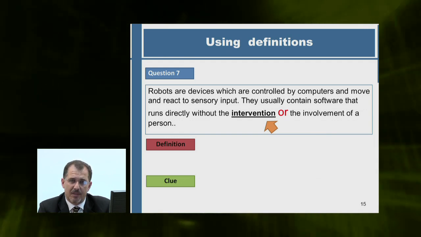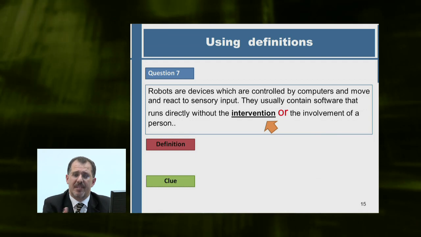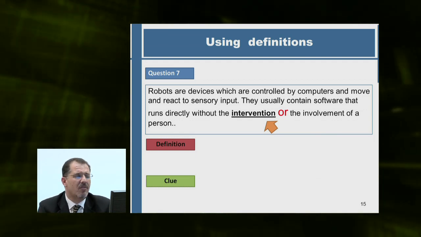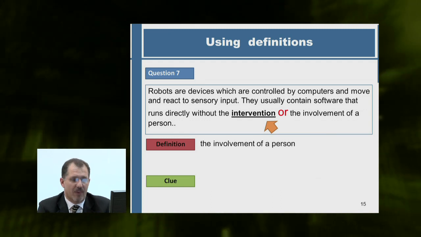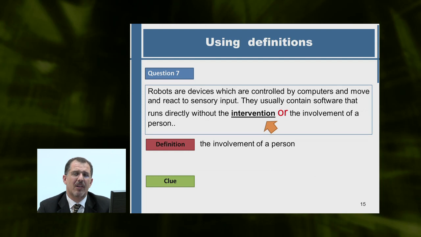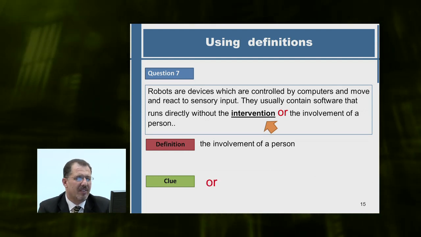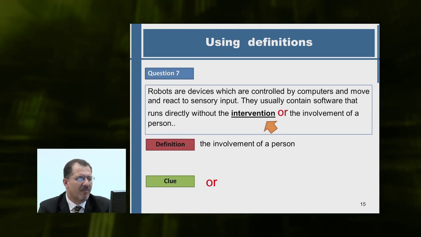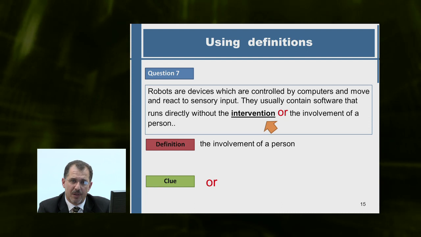It's or. If we have or, the definition comes after it. So what's the meaning of intervention? It's as follows. The involvement of a person. Okay? Now what's the clue here? It's or. So the definition of intervention is the involvement of a person. How can we guess? From the clue or.